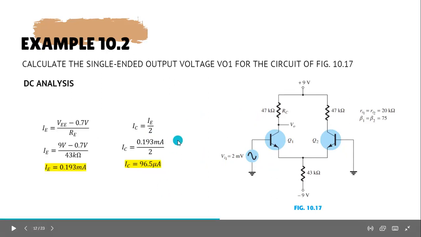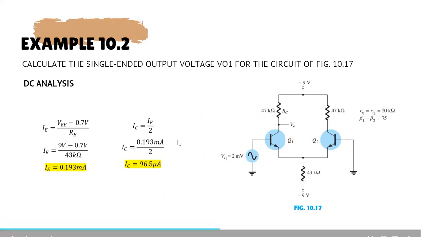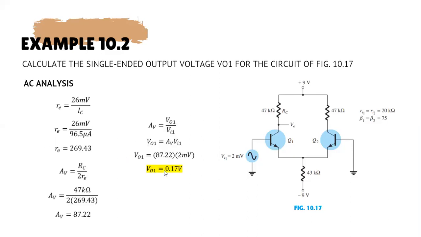So of course, we first have to do DC analysis of the circuit. To solve for IE, once again, we do the formula for IE, which gives us 0.193 milliamps, and divide that by 2 to get 96.5 microamps for your IC. Now, to do the AC analysis of the circuit, you then use your calculated IC to get Re, divide 26 millivolts by that, and then you have Re is equal to 269.43.